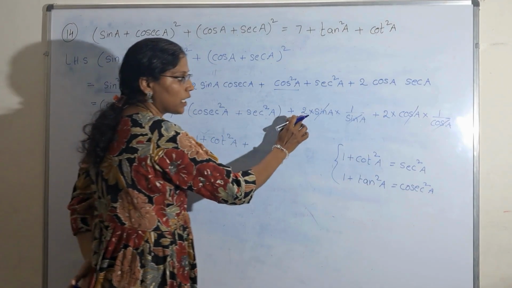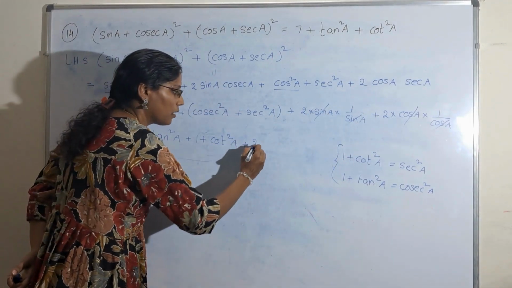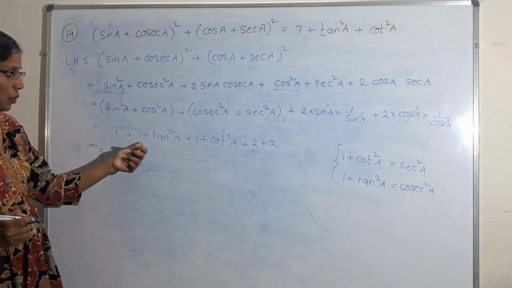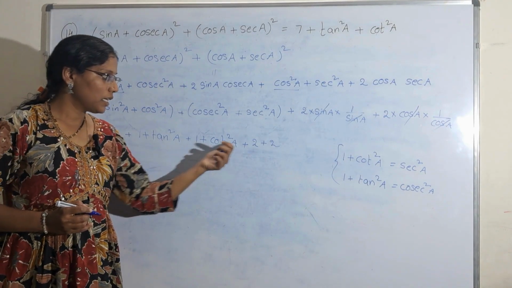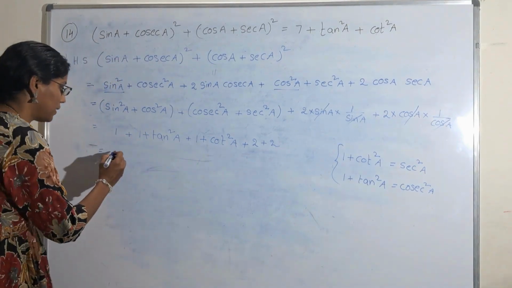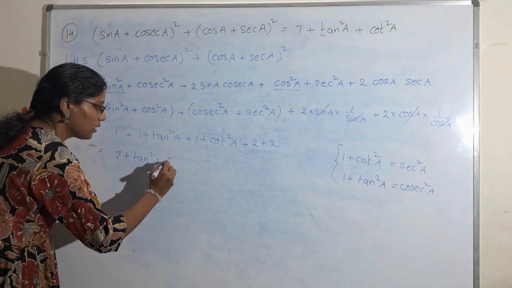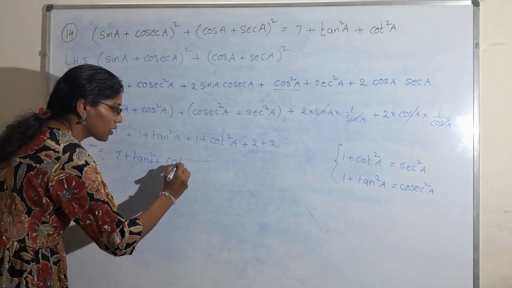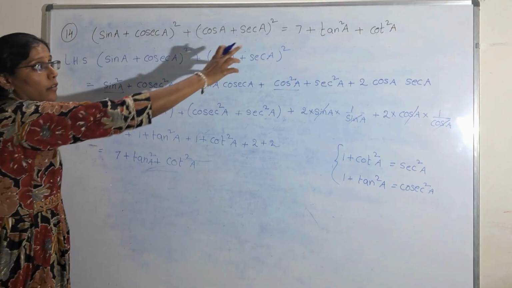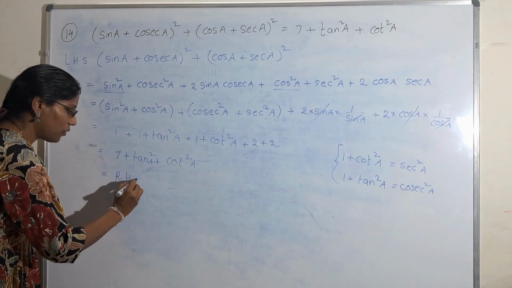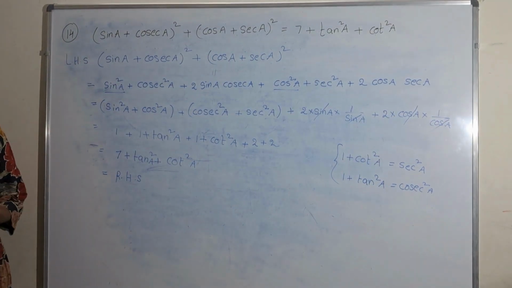Plus here 2 plus 2. Now we should add: 1 plus 1 is 2, 2 plus 1 is 3, 3 plus 4 is 7, plus tan square A plus cot square A. Our proof is proved, RHS. Therefore, LHS is equal to RHS.